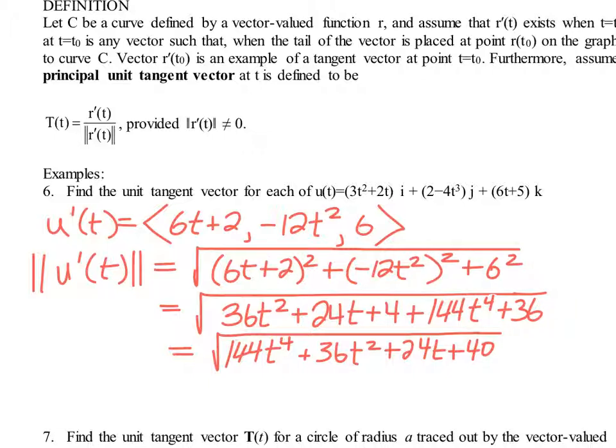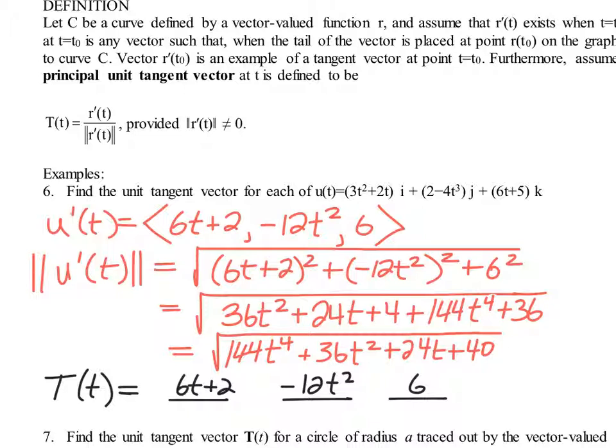All right, so T of T is going to be 6t plus 2. I'm going to write the negative 12t squared and the 6, each of which is going to be over this disaster. I'm just going to put a star at that.